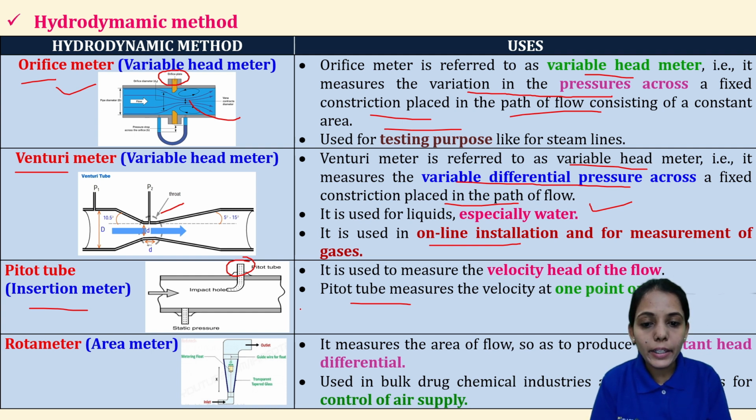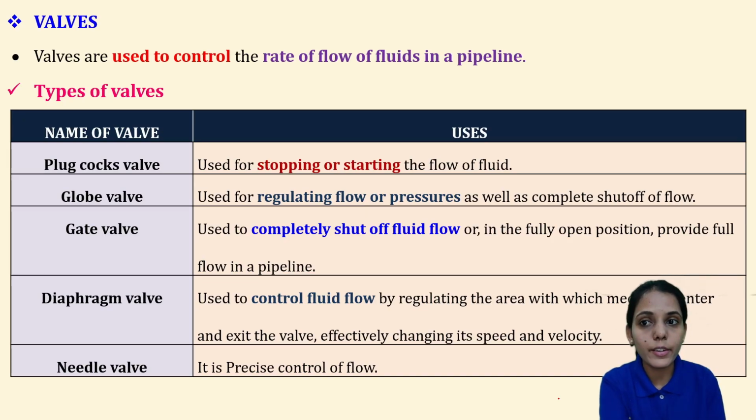Rotameter, so that is the area meter. Remember the alternative names also, like which of the following is variable head meter, which of the following is an insertion meter. Pitot tube measures the pressure difference across a single point or double point, like that questions may come. So rotameter, it measures the area of the flow so as to produce a constant head differential. Again, here it is not a variable, so remember this thing. Rotameter, that is a constant head differential, used in bulk drug chemical industry and in fermenters for control of air supply. So remember, it is a single head only. That means the pressure is not changing. It is a constant one.